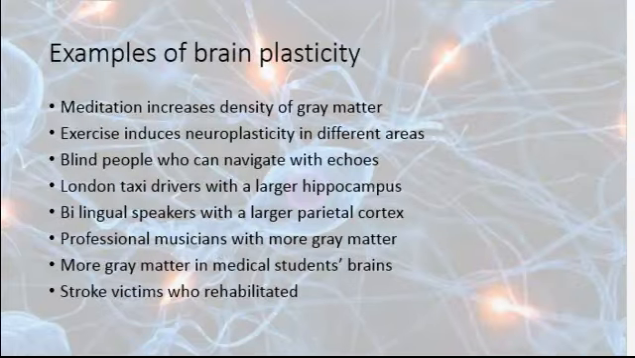There are lots of examples of brain plasticity, and these are some of the examples that have been backed by research. For example, meditation increases the density of gray matter within the brain. Another one studied exercise and found that the exercise induced neuroplasticity, brain plasticity in different areas of the brain. There was a study that looked at blind people who can be trained to navigate using echoes, and that suggests that this skill is processed in parts of the brain related to vision and not audition.